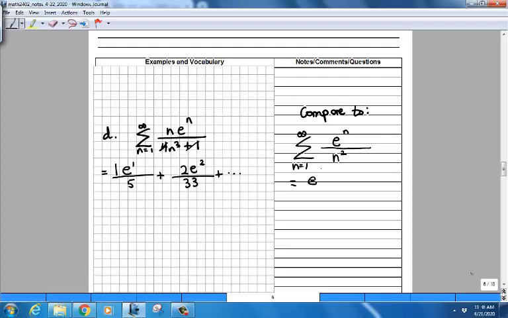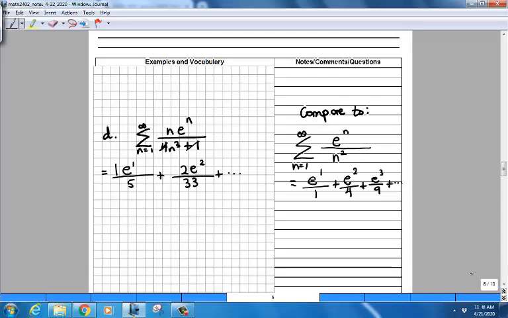Well, if n is 1, you would have e to the 1 over 1 squared, which is 1, plus, when n is 2, you have e squared over 2 squared, which is 4, and then when n is 3, you have e cubed over 3 squared, which is 9, and so on and so forth, right? So that's what I'm going to try to compare this series to.